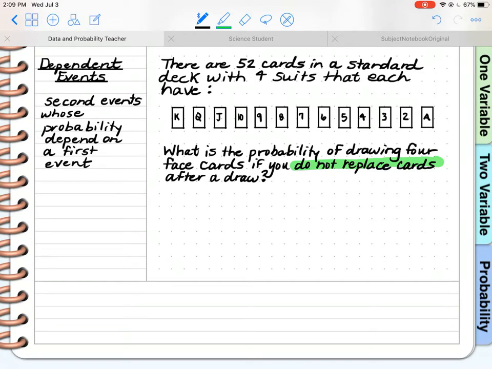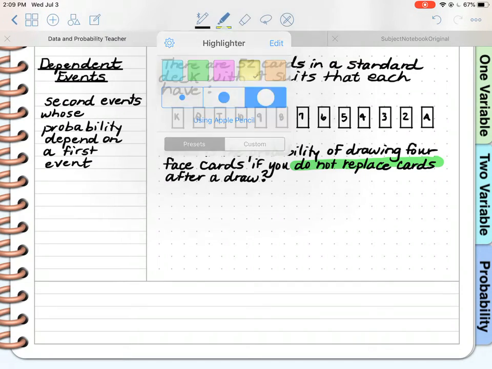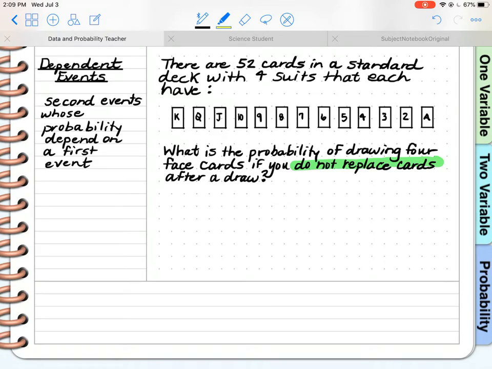What is the probability of drawing 4 face cards if you do not replace the cards after a draw? So we have to figure out what our face cards are. And those are any cards with faces on them. So that would be the king, the queen, and the jack. Those are your 3 that have faces, pictures of people. So we're not interested in these others. We're only interested in the face cards.